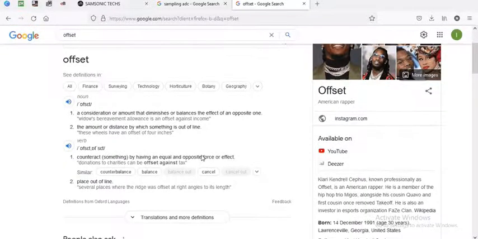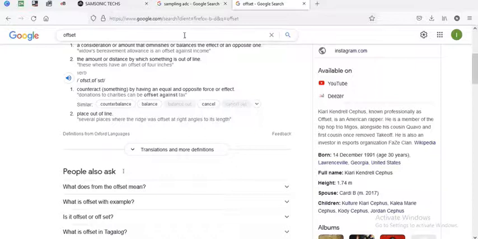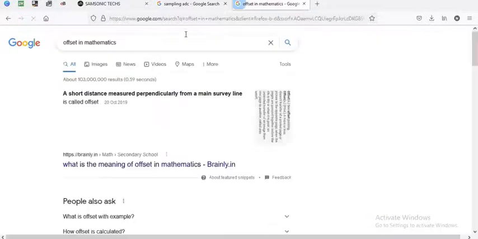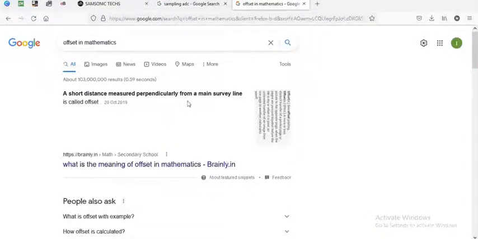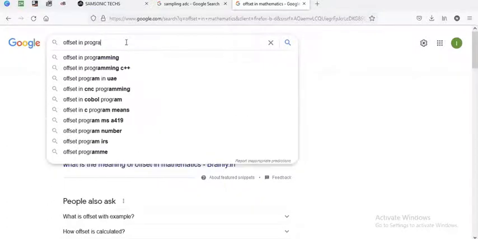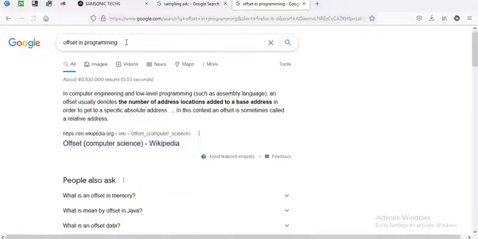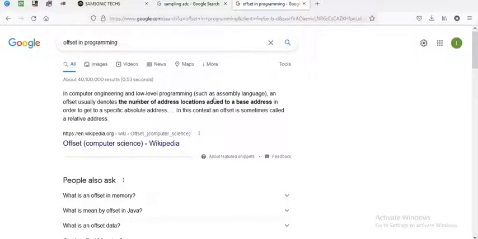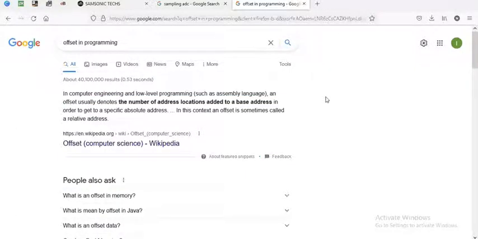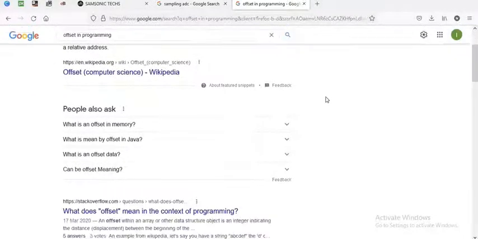So let's check offset in mathematics. A short distance measured perpendicular from a survey line. That one is in building. So let's say offset in programming. In computer engineering and low-level programming such as assembly language, an offset usually denotes the number of address locations added to the base address in order to get a specific absolute address. This one is in programming.